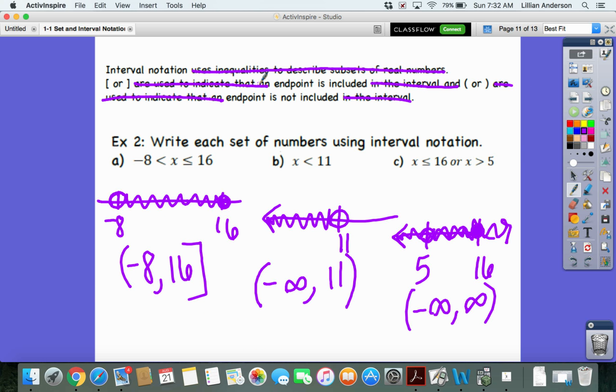Now we're going to talk about interval notation. I know some of you are running out of room, so I want to make sure you have enough room to keep this all on page 2 because we're going to use page 3 for something different. All right.